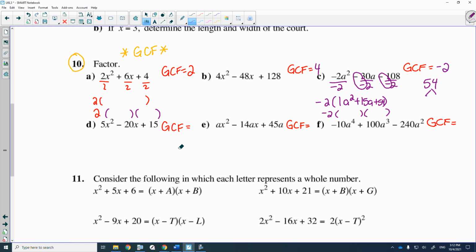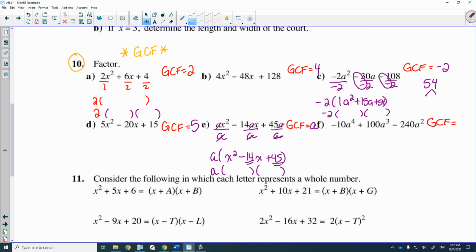D, your GCF is 5. E, your GCF is A. Get rid of the A. A will cancel, you'll get 14x, plus A will cancel, you'll get 45. Then again, figure out the two numbers that multiply to 45 and add to -14.